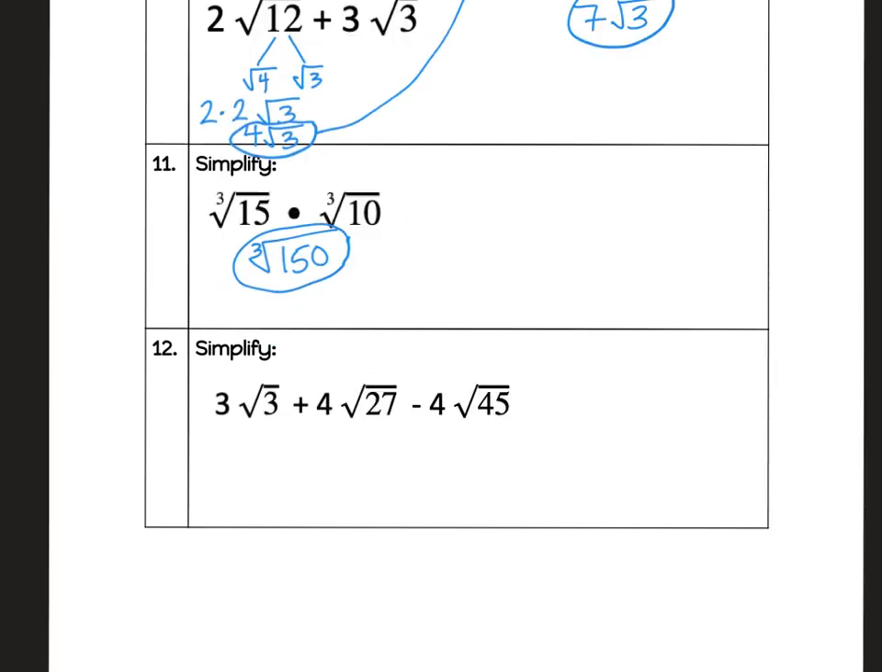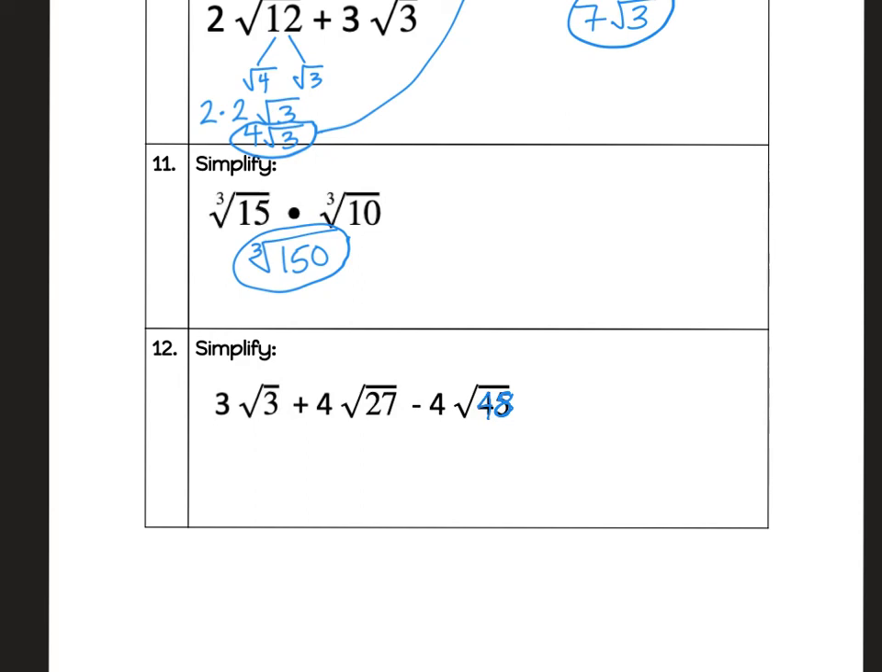Okay, so for this last one, there is a typo. So you need to change the 45 in the radical sign to a 48. This should be correct on your document. If it's not, just change it and now try it on your own. But it should be 48 inside of the last radical sign.